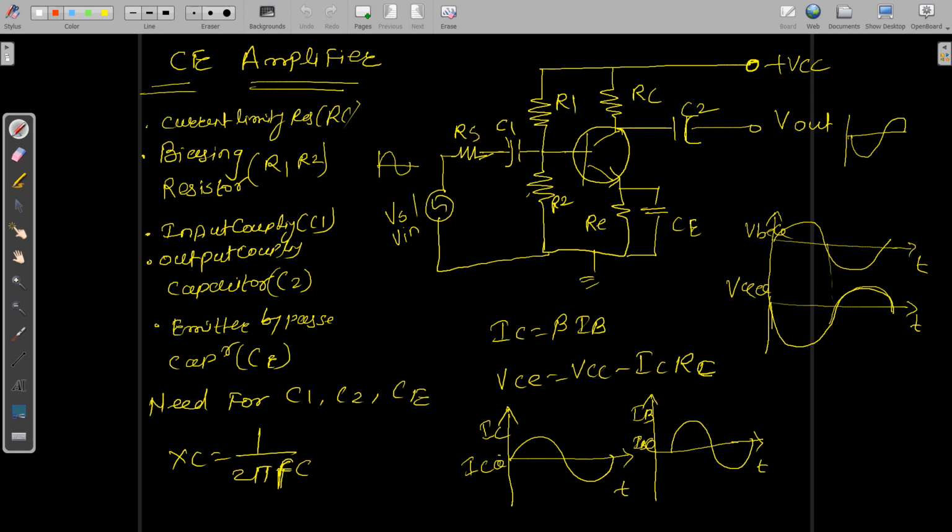Let us consider a common emitter amplifier circuit using a self bias or voltage divider bias. We know that there are different types of biasing, which we are not going to discuss in detail here. This is called voltage divider biasing, wherein it consists of R1 and R2 voltage divider resistances, and this is a self bias RE resistor, and this is your RC.